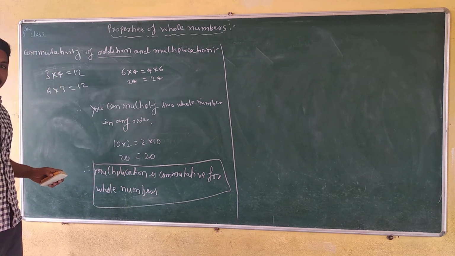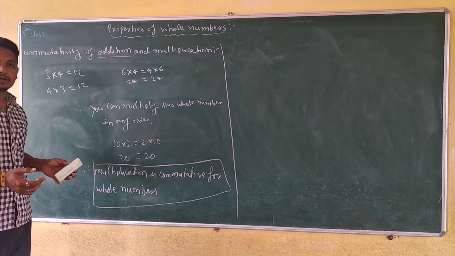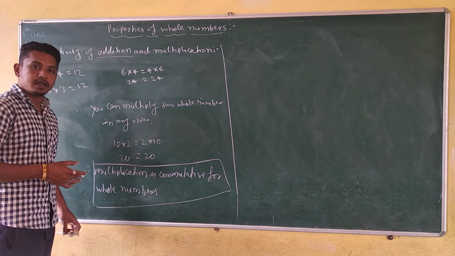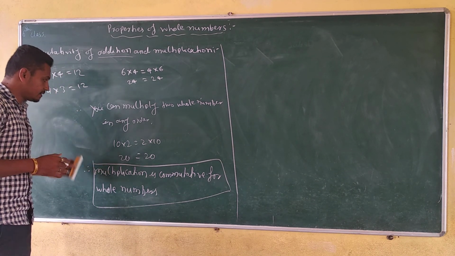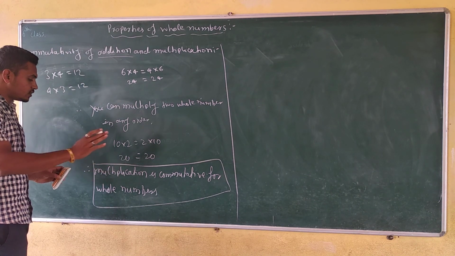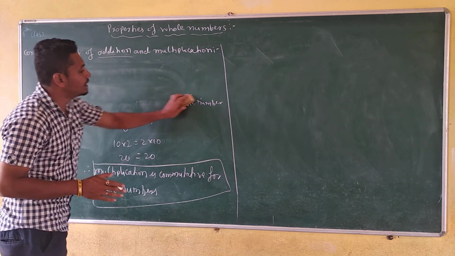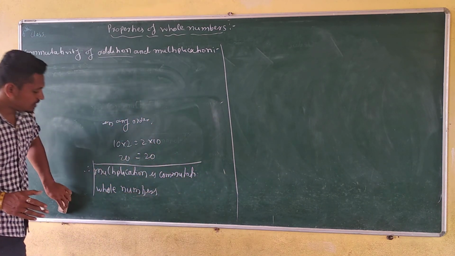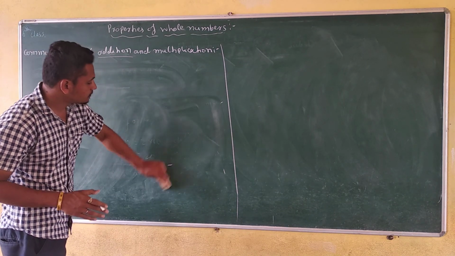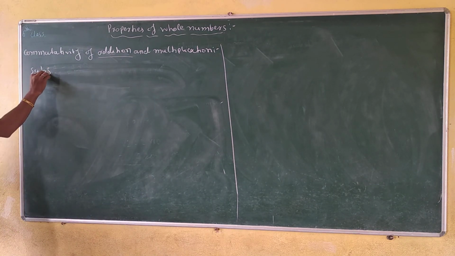Now we are going to check subtraction and division. Is subtraction and division commutative for whole numbers? Let us check. Multiplication and addition are commutative for whole numbers, but in the case of subtraction and division, are they commutative for whole numbers or not? Let's check. First, subtraction.